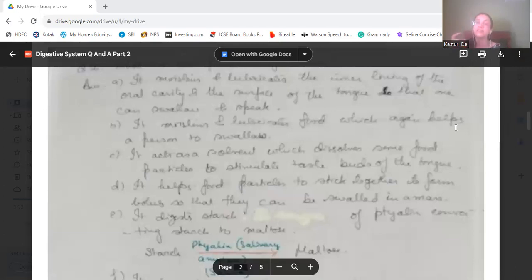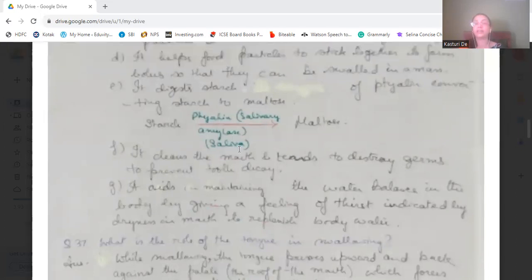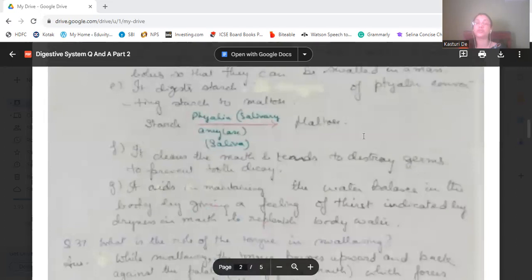Now it digests starch. The starch digestion is done by the ptyalin, which converts starch to maltose. The ptyalin present in the mouth digests the starch in the food which we eat, that is digested by ptyalin or salivary amylase, which converts starch to maltose. So the reaction goes this way: starch, by the action of ptyalin, salivary amylase, in the saliva, changes into maltose.